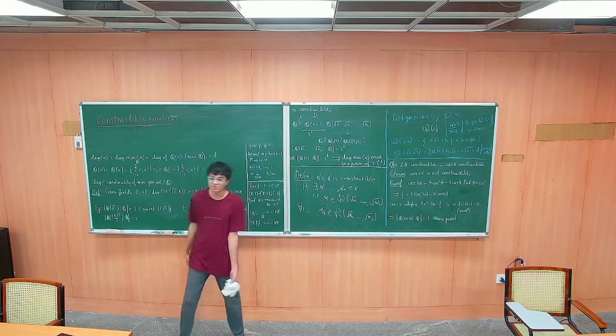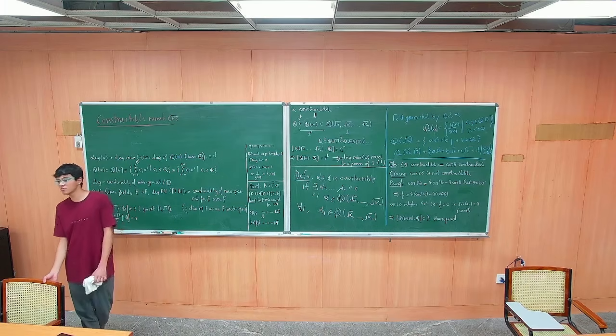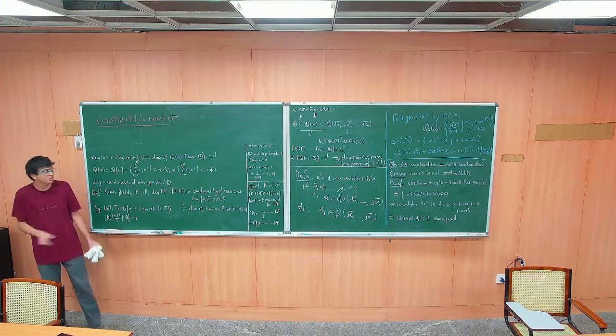What is the degree of the cube root of 2? It's 3 again. The minimal polynomial is going to be x cubed minus 2. Here Eisenstein tells you that it is irreducible. So this is the minimal polynomial.